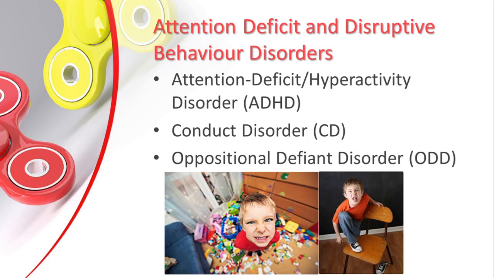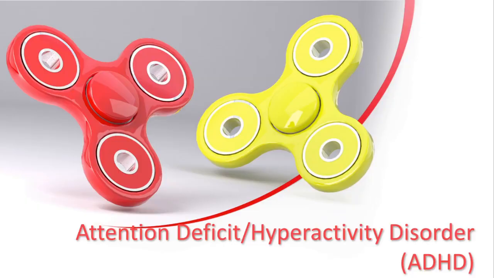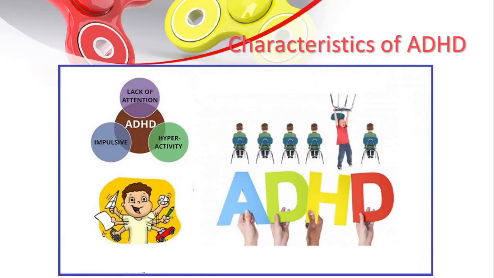These are the attention deficit and disruptive behavior disorders found in children: attention deficit hyperactivity disorder, which is commonly called ADHD, then conduct disorder and oppositional defiant disorder. Let us see the details of these disorders one by one. First is attention deficit hyperactivity disorder, or ADHD. ADHD is characterized by inattentiveness and hyperactivity or impulsivity. These are the important characteristics of ADHD.